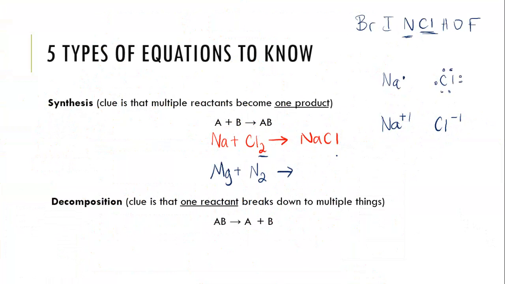But how do I write what comes over here? Well, Mg is +2 and N's a -3. And if you work it out and do the math of it, it'll take 3 Mg and 2 N's to make this formula correct. So it'd be Mg3N2. I still have 2 elements. I have magnesium and nitrogen. They yield magnesium nitride. Okay.